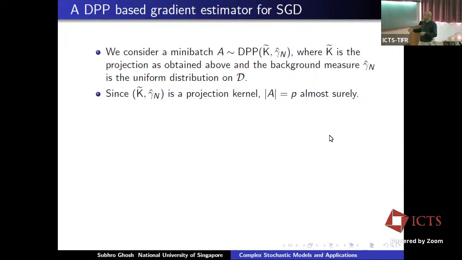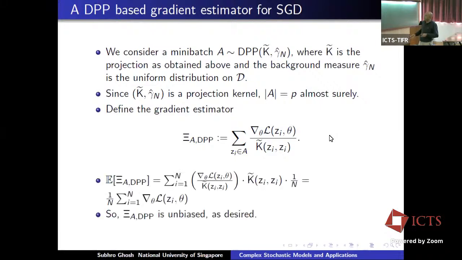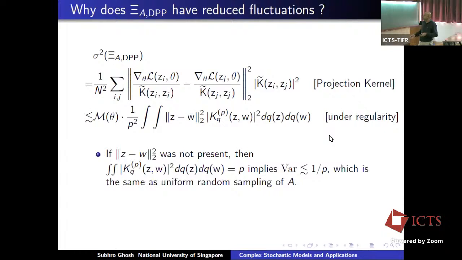And because of the way things have been set up, we always get P points, which is the desired number of points. And our gradient estimator is a weighted average of the gradients of your true function, and the weights are inverses of the diagonal entries of K tilde. So this is not a simple average, right? This is a weighted average, and the weights are given by the diagonal entries of K tilde in this manner. And then a direct computation shows that it is actually unbiased.